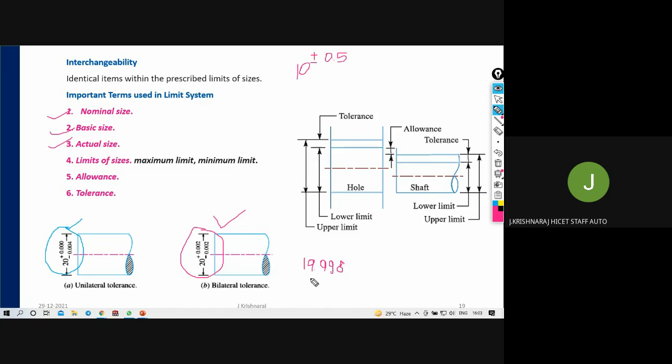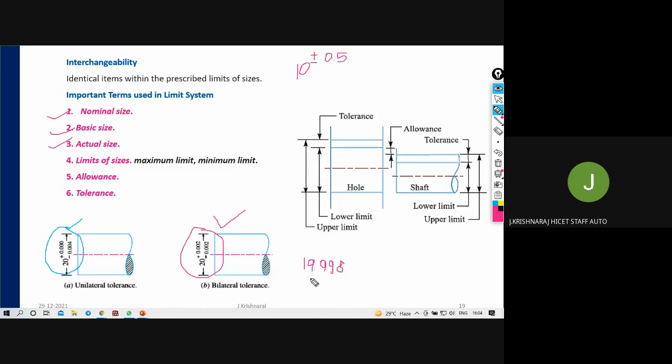Commonly these are called limits of size, or maximum limit and minimum limit, right? From that, it will have another two divisions: unilateral tolerance and bilateral tolerance.